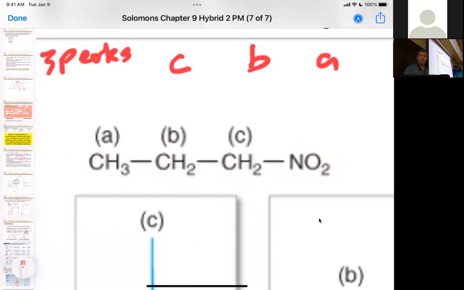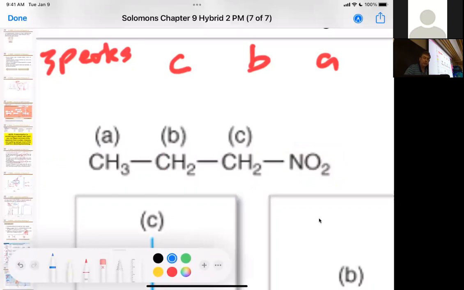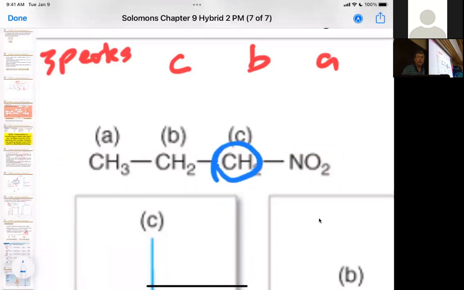Let's figure out what our splitting pattern should be then. Okay, so we have our number of peaks, we have our splitting. This one right here is next to 2 hydrogens, so that means it's going to have 3 peaks, right? Those are equivalent hydrogens. They're next to 2 hydrogens. There are no hydrogens on this side. So we're going to get 3 peaks.